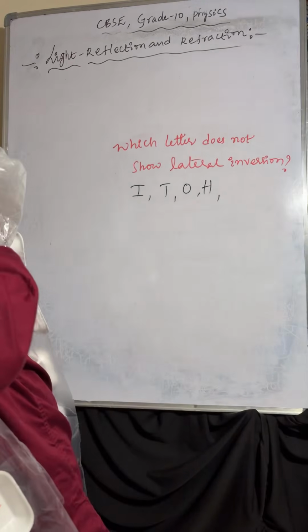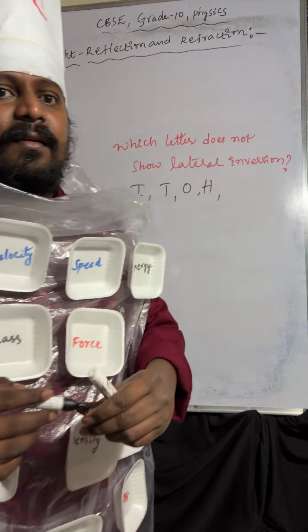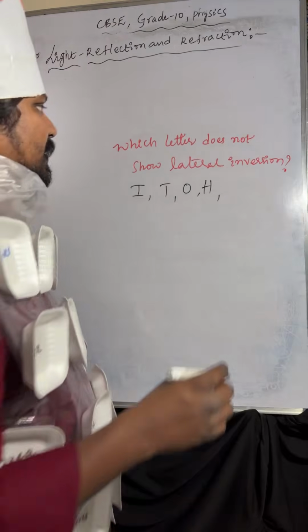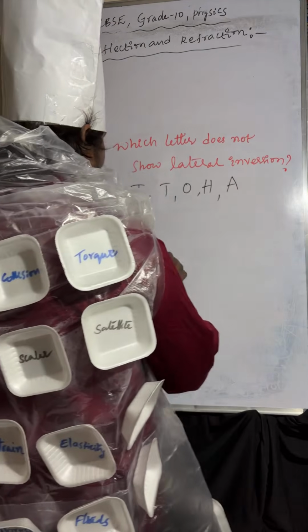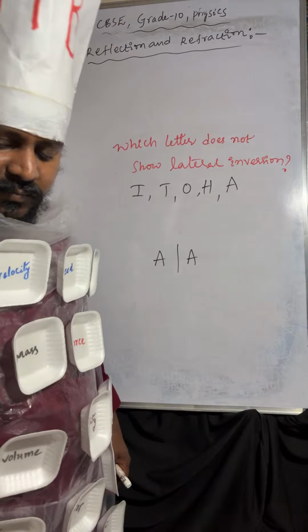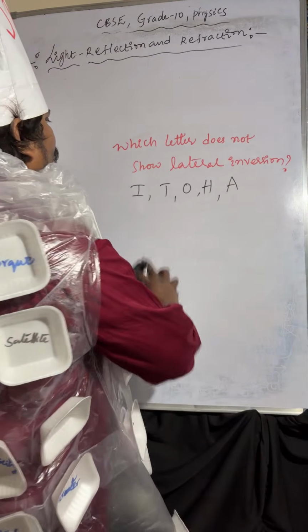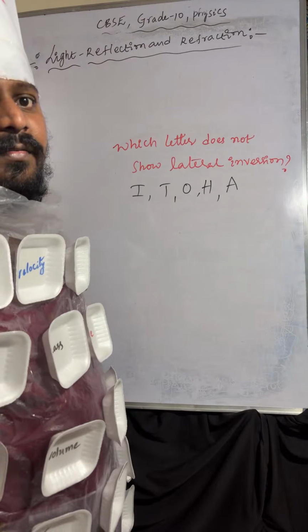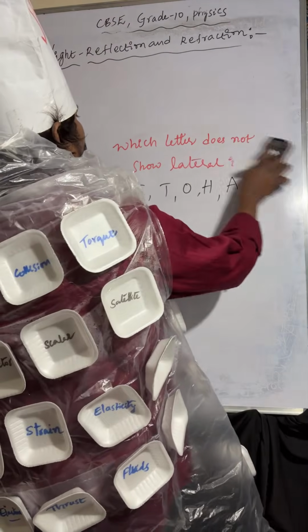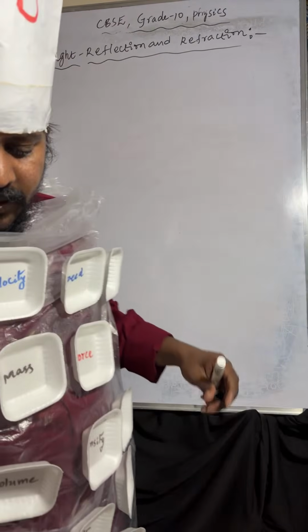So what about the remaining students? Answer to the question. A does not show lateral inversion. Capital A, very good. Next one. Any other? Let me know the answer if you know it. Just check once, then we are going to the next question.